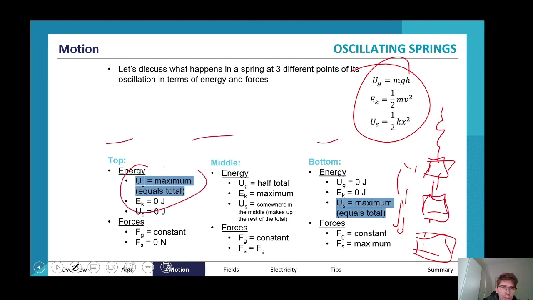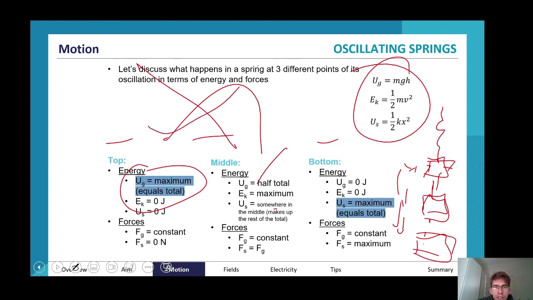At the top, the gravitational potential energy is a maximum, but kinetic energy and elastic potential energy are equal to zero if the spring is at its resting length. Midway through, the kinetic energy is the maximum. The graph will look something like that for kinetic energy. But the gravitational potential energy is half of what it was before, and elastic potential energy is going somewhere. We don't really know the value.